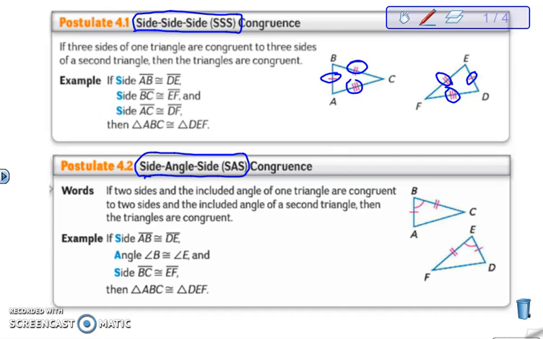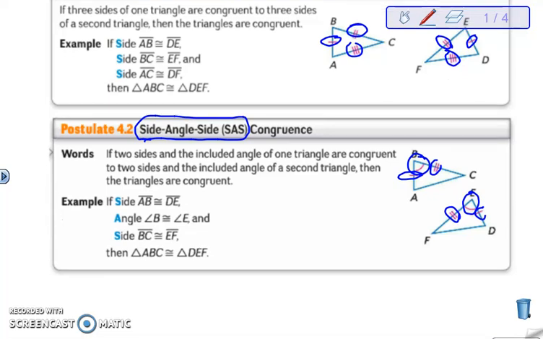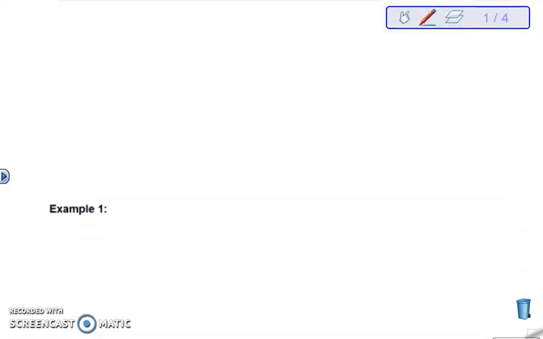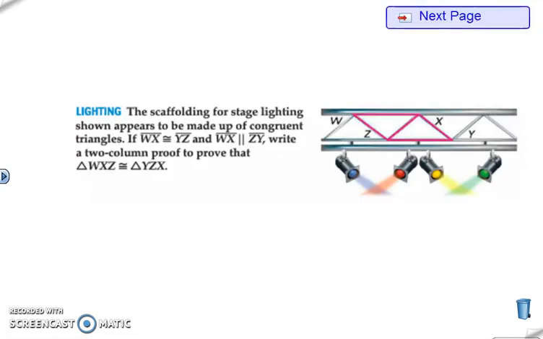Side-angle-side tells us that if we have two sets of matching sides, and we know that the angle in between them matches in both triangles, then the triangles must be congruent. Not much else to say there. Basically, when you're looking at your picture, you just need to watch for the positions of the marked sides and angles. If the angle is in between, then we know we're dealing with side-angle-side. So let's look at how this is going to play out in an example.